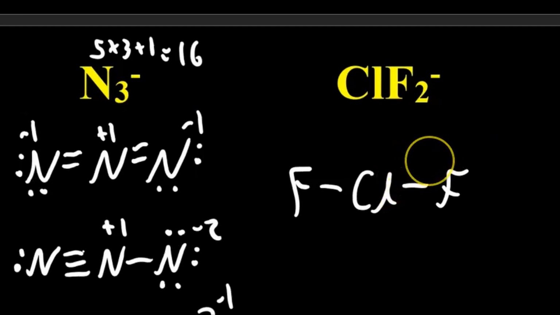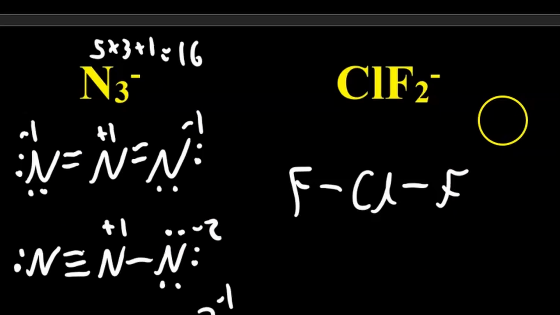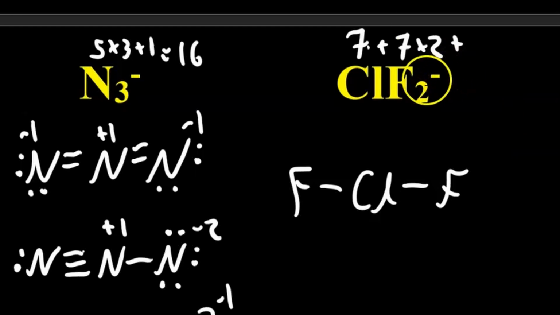So that's step 1. Step 2 is we need to count the number of electrons. Chlorine is right here if we count from the left. 1, 2, skip the transition metals, 3, 4, 5, 6, 7. Chlorine has 7. Same thing with fluorine. If we start on the left, we'd count 7 to get to fluorine. So there's 7 for chlorine plus 7 for fluorine, and there's 2 of them, and it's charged.